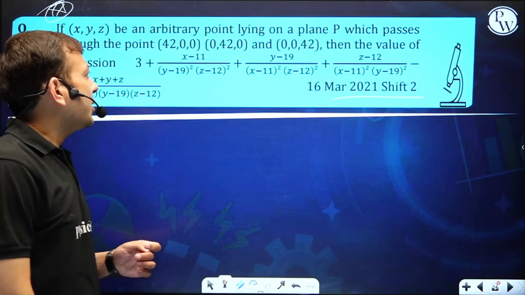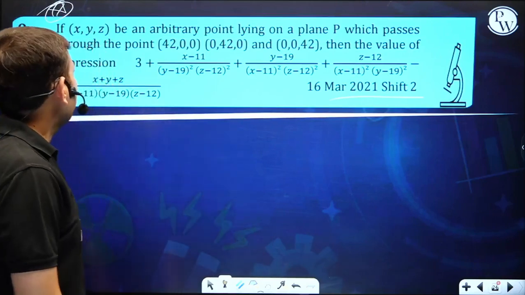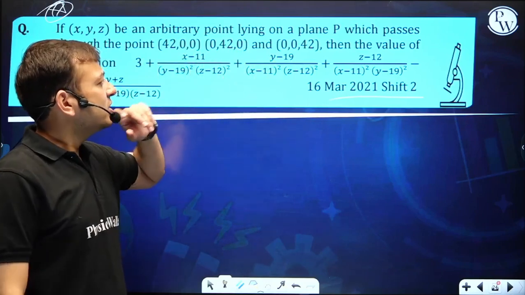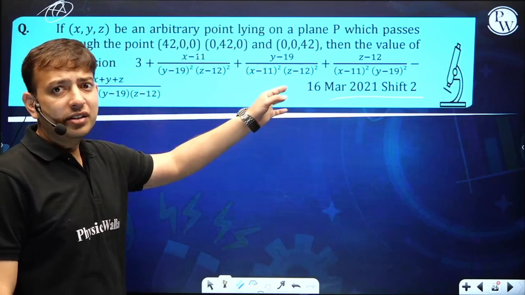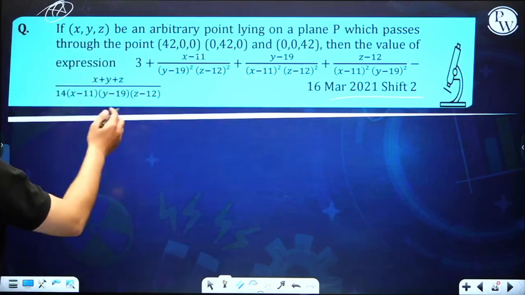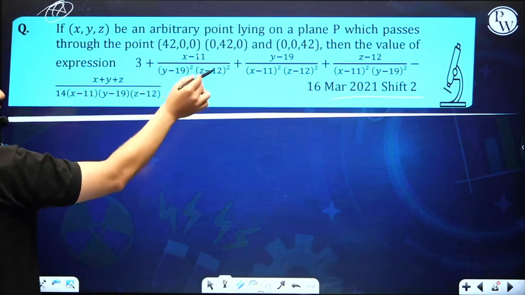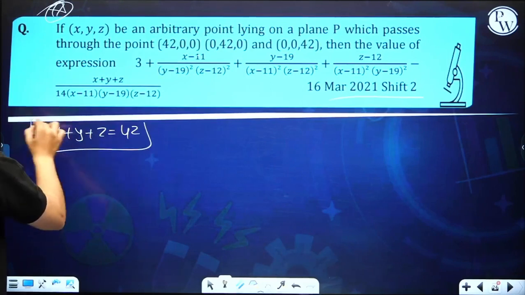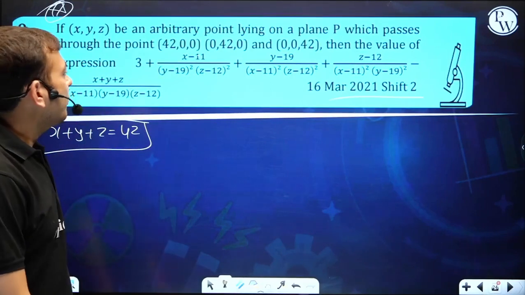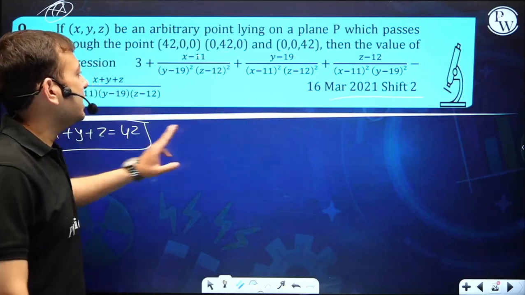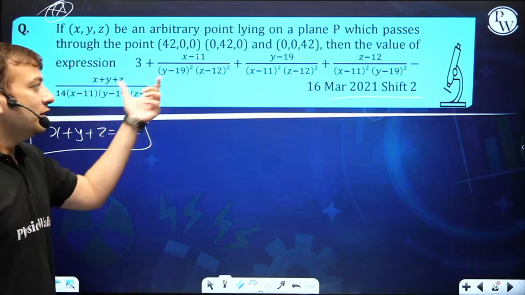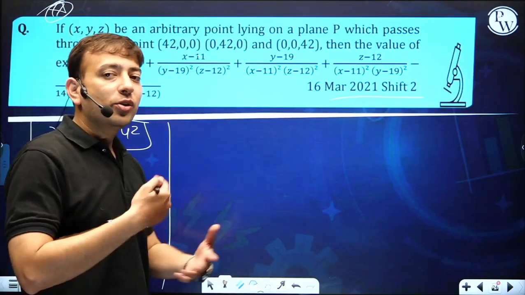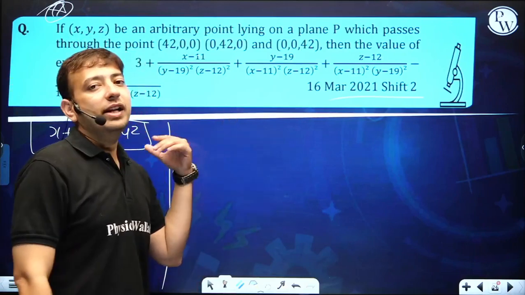If XYZ be an arbitrary point lying on a plane P, which passes through these three points, then the plane is, you can say, X by 42, Y by 42, Z by 42. So, X plus Y plus Z is equal to 42, the equation of the plane, right? Then they are asking the value of this expression. Only this much information is given, so it's a very good combination of basic maths and a plane equation.